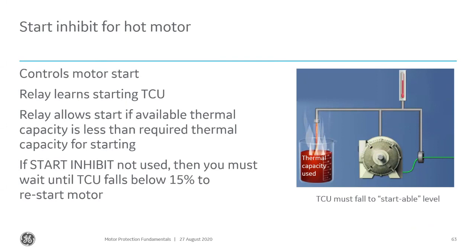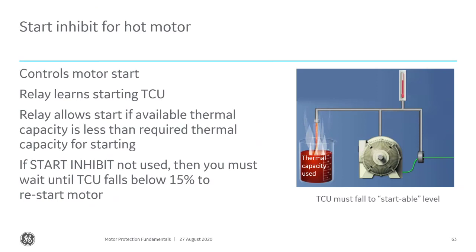Okay, so the thermal capacity used is also used to control motor starting. We call it a start inhibit for a hot motor. So the relay allows a start if the available thermal capacity is not less than the required thermal capacity needed for starting.